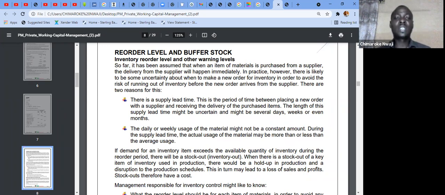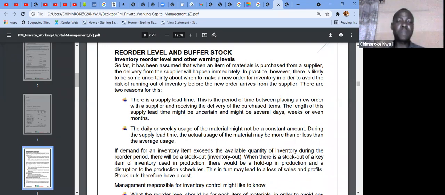For this reason, there is something called lead time, supply lead time. I mentioned it is the period between when you place a new order and when the order arrives. Now, the length of this supply lead time might be uncertain. It could be several days, it could be weeks, or even months. It is not certain. Then also, there is something called daily or weekly usage of the material, which is also not constant.